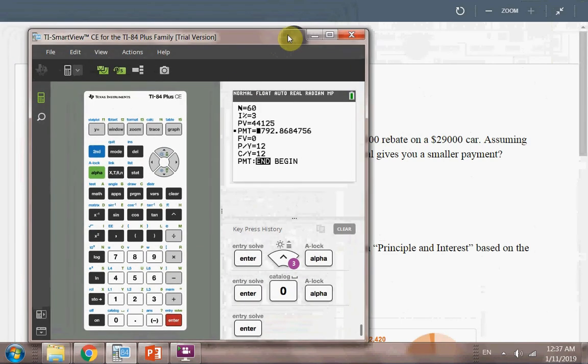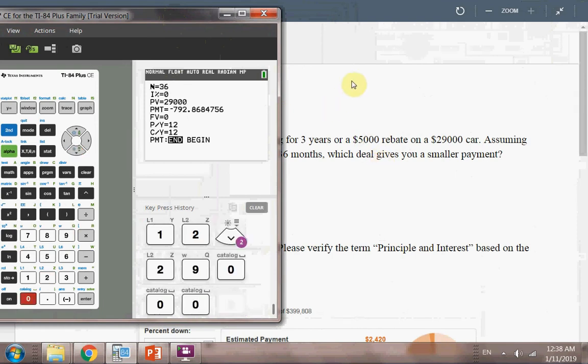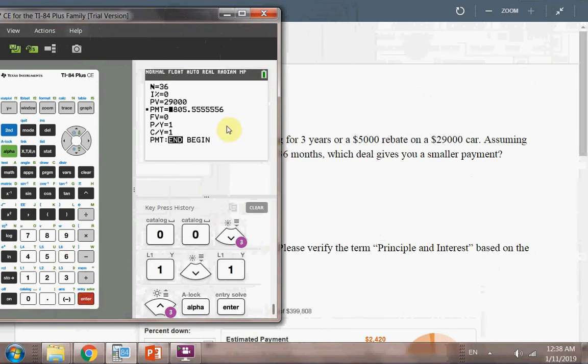If you have 0 interest, let me put a 0 here, and you are going to finance it for 3 years. So 3 times 12 gives you 36 months. Your car is $29,000, so you are going to finance $29,000. Then you solve for the payment, with the settings at P/Y as 1 and C/Y as 1. The payment is, alpha, enter, $805. If you choose 0% financing, each month you pay $805.